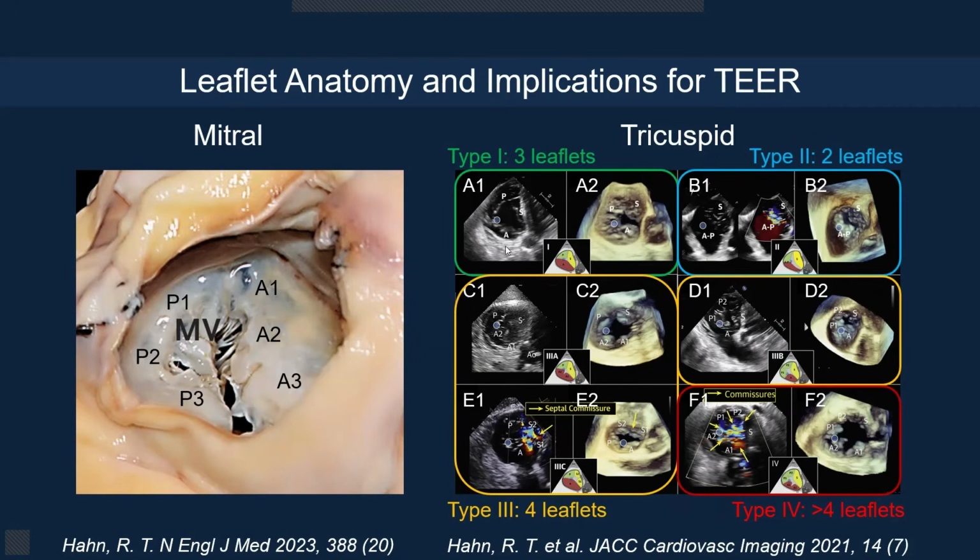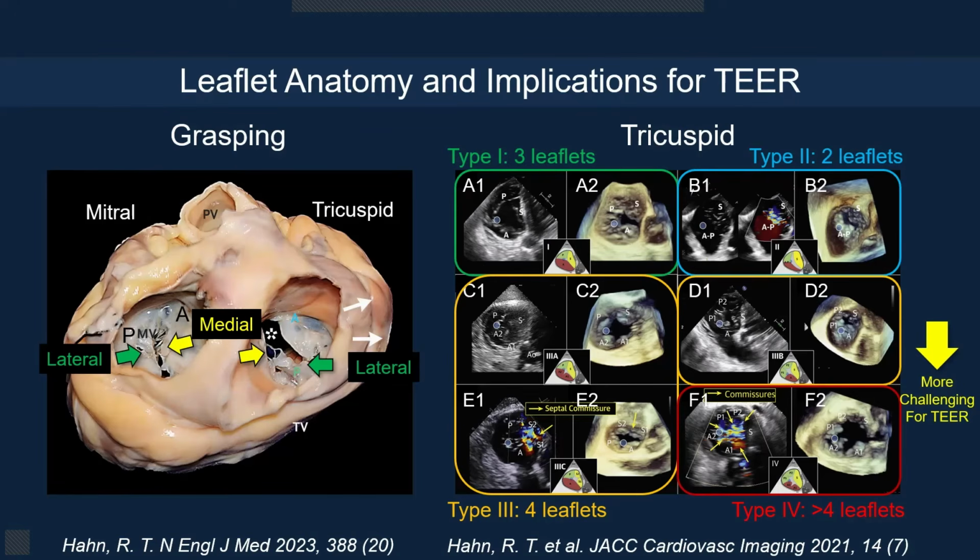Type 1 is three distinct leaflets. Type 2 is bicuspid with fused anterior and posterior leaflets. Type 3 is four leaflets, which is subdivided into A, B, and C depending on anterior papillary muscle position. And finally, type 4 is more than four leaflets.